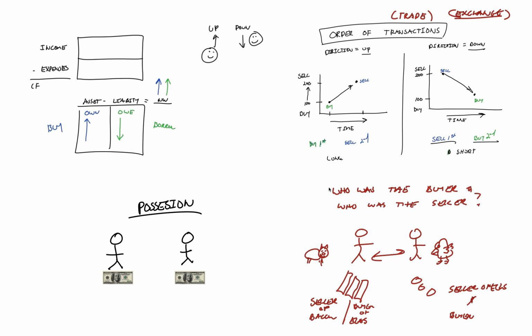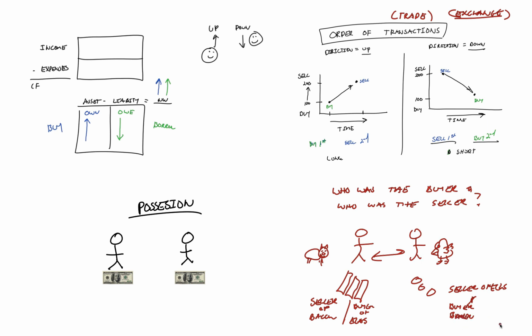Let's continue our lesson. So who is the buyer and who is the seller? Well, this guy sold bacon and bought eggs, and this guy bought bacon and sold eggs, right? He was a seller of eggs, but he was a buyer of bacon. Buyer of bacon right here.